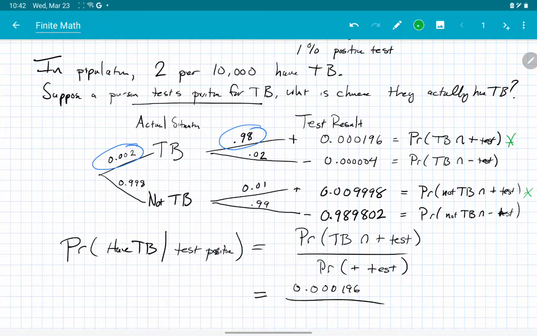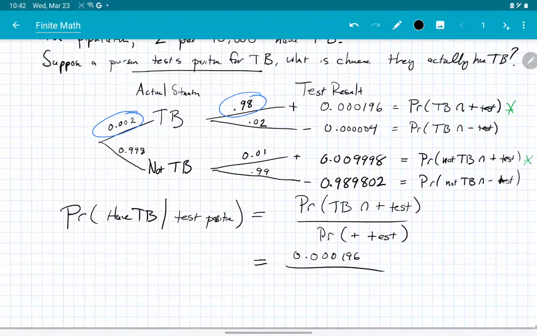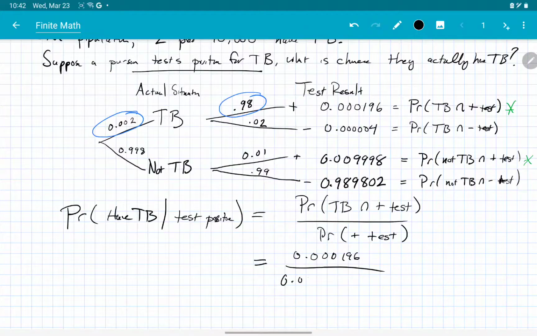Because those are the positive test totals. So positive tests are not very likely at all. And so we sum these two numbers for the denominator. So that's the calculation we do. When we get this, we get 0.02. So, of the people that test positive for tuberculosis, only 2% of them actually have tuberculosis.